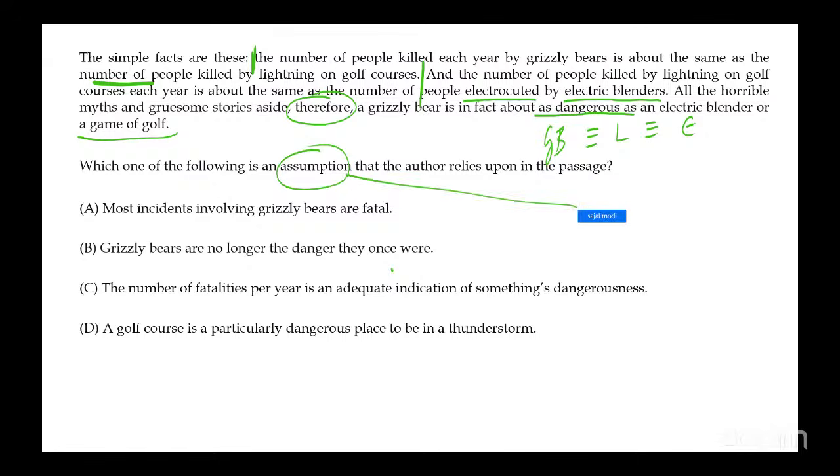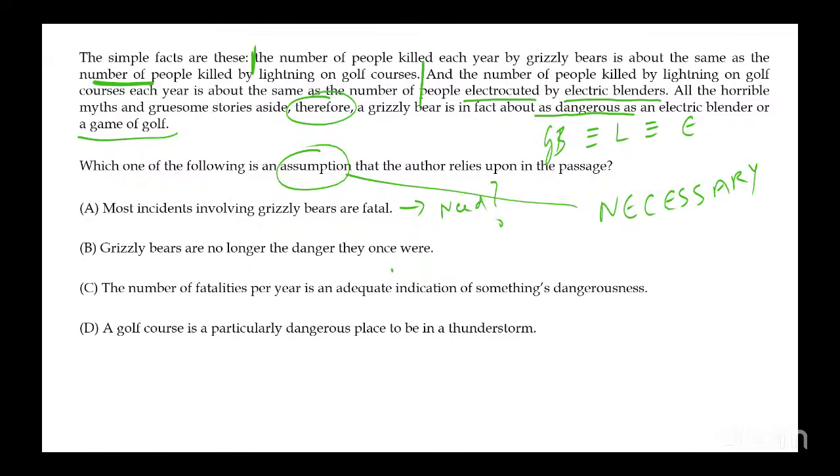Again, we are looking for something that is necessary, right? So, A, most incidents involving grizzly bears are fatal. So, I'm asking, do we need this? Do we need this to say that a grizzly bear is as dangerous as a game of golf?